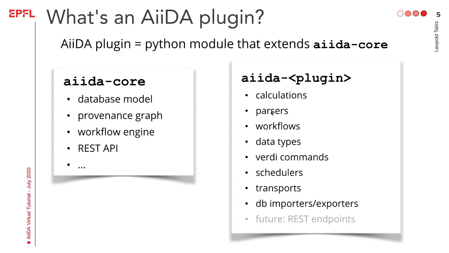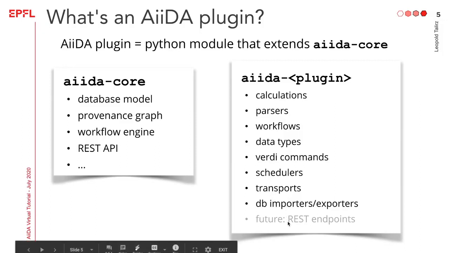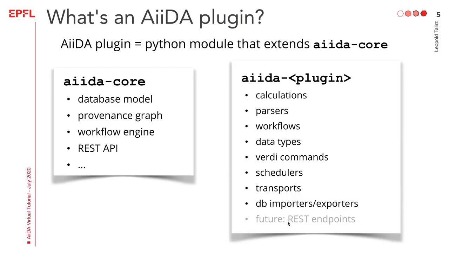They can provide parsers for the outputs of simulation codes. They can provide workflows that string multiple calculations together and add error handling. You can provide new data types. You can provide new Verdi commands that, for example, visualize a new data type that you have added. You can provide support for new schedulers, new transports. You can connect to external databases, and in the future, you'll also be able to add new endpoints to the AiiDA REST API.